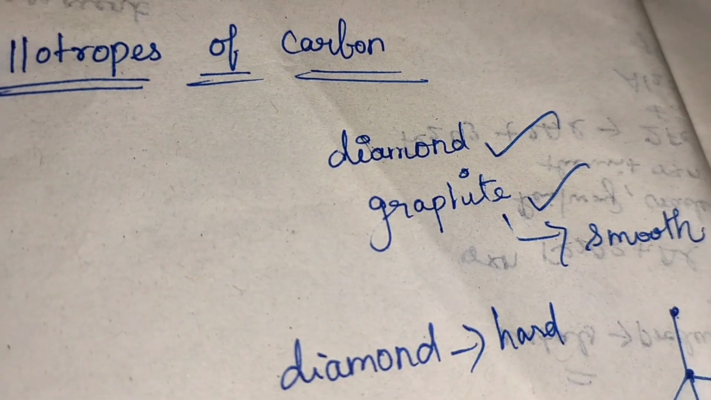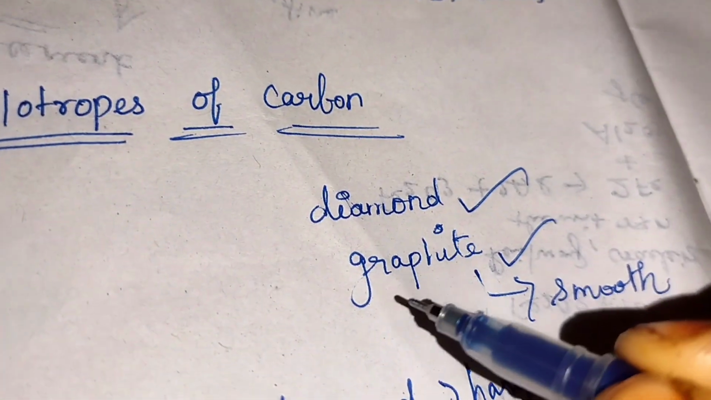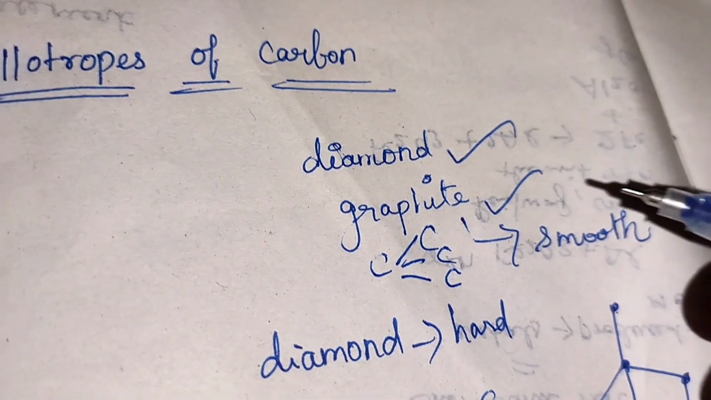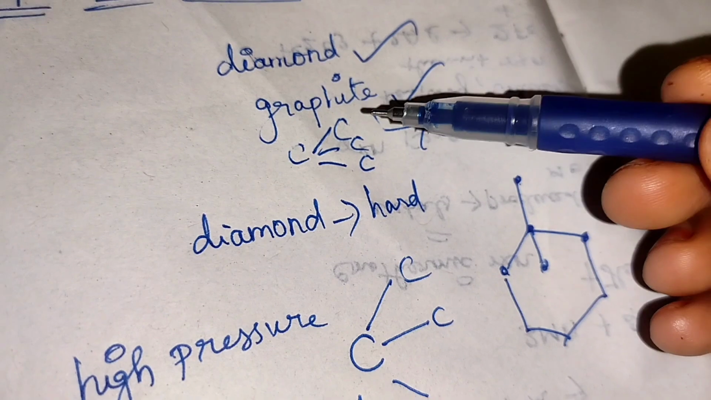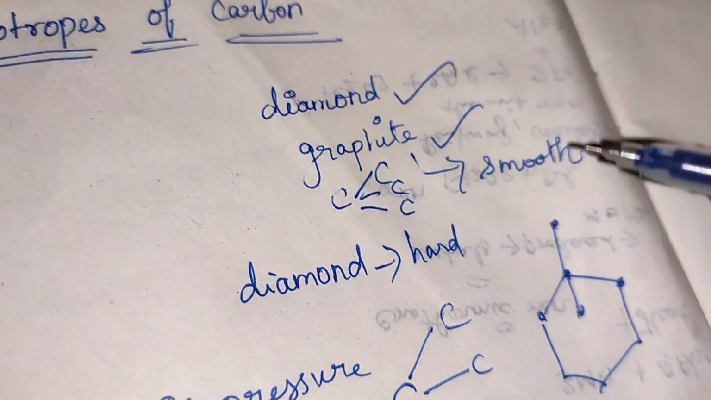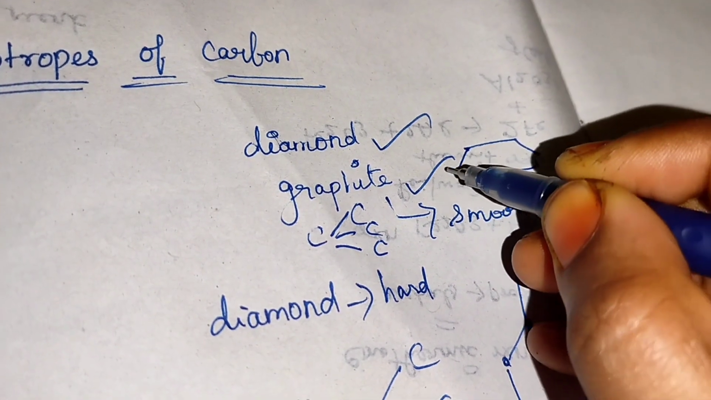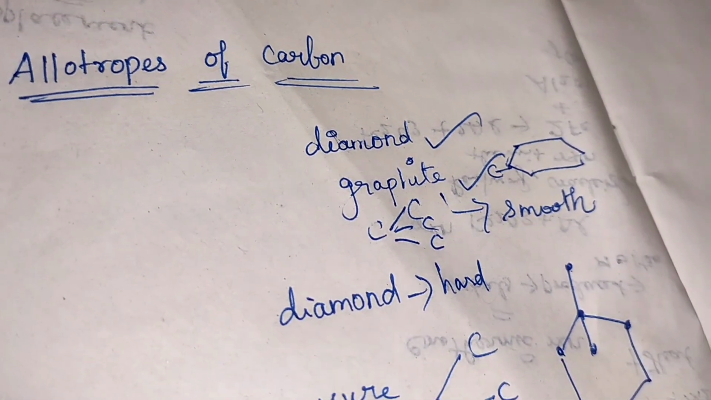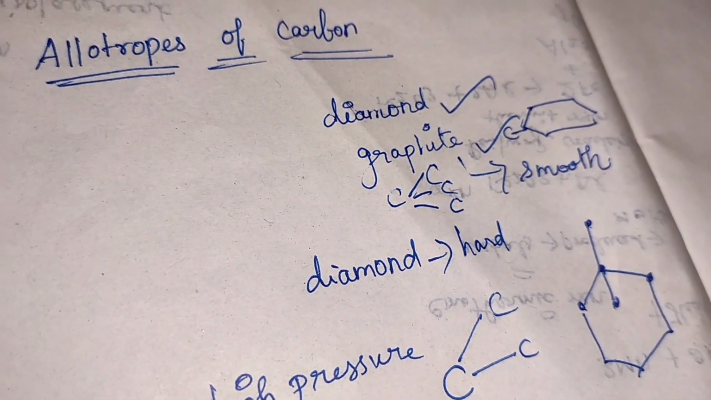And the graphite structure is a hexagonal structure. In this graphite, one carbon atom is joined with 3 carbon atoms. But in diamond, one carbon atom is joined with 4 carbon atoms. But in graphite, it differs. It is in the hexagonal shape. One carbon atom is joined with 3 carbon atoms like that. Their physical properties will differ, but their chemical properties will be the same.